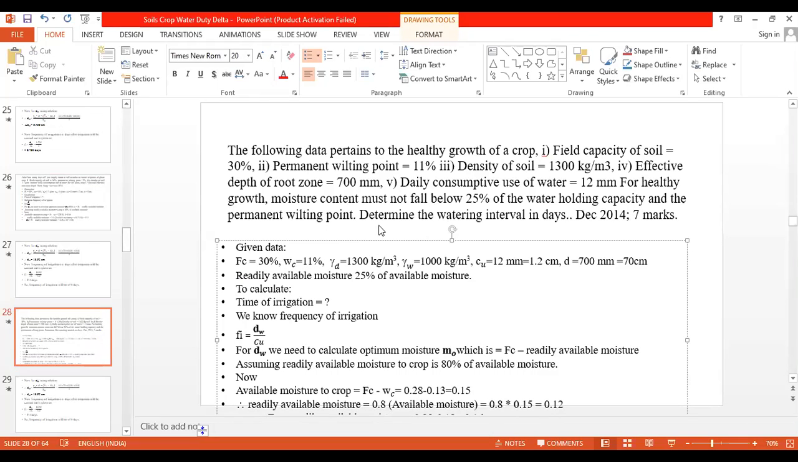And what they asked is to determine the watering interval in days. That is the frequency, we can say. That is the watering interval, that is the time of irrigation or the frequency of irrigation, we can say.